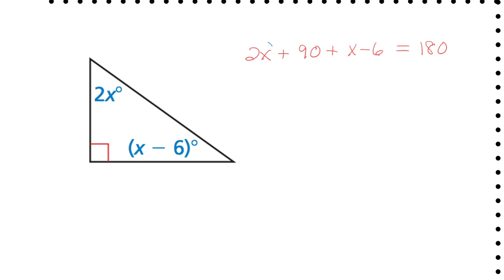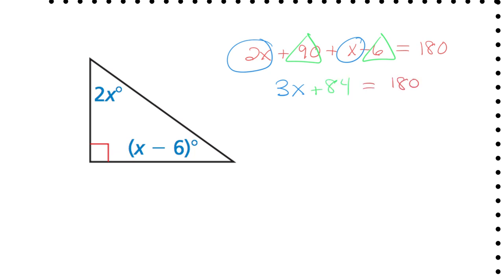So we've got like terms with 2x and 1x, so that gives us a total of 3x. And then we have 90 and negative 6, which would combine to give us positive 84. Then I'll bring down the equal sign and the 180. Then I can move the 84 to the other side by doing the opposite, right? Subtract 84. That will wipe it out. And of course, whatever you do to one side, you've got to do to the other. So 180 minus 84 is going to leave us with 96.